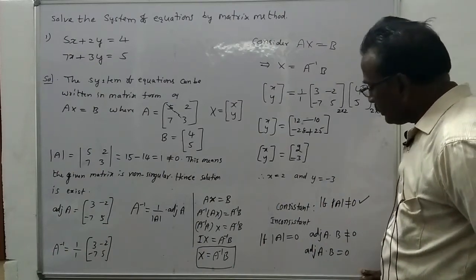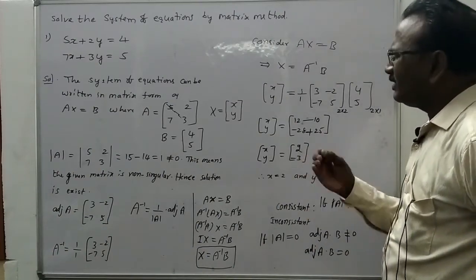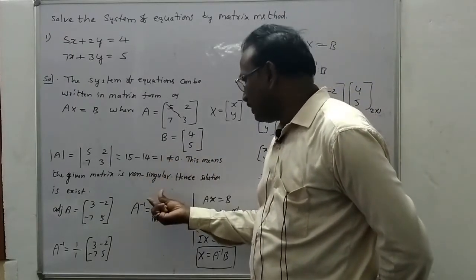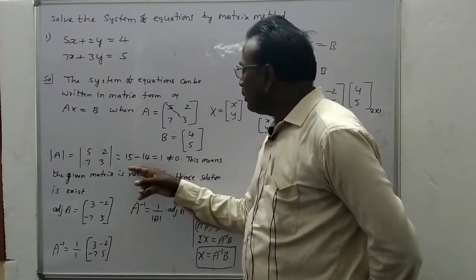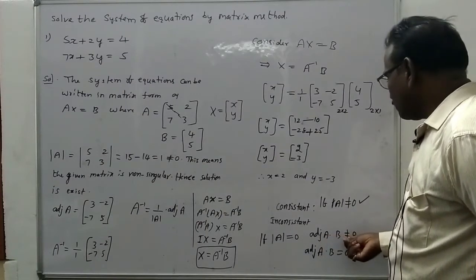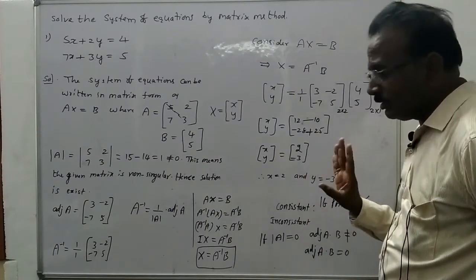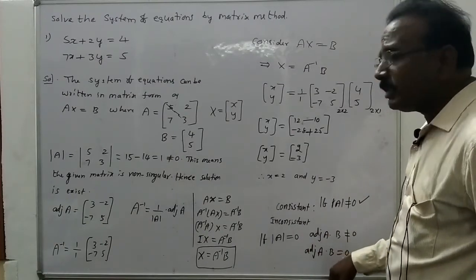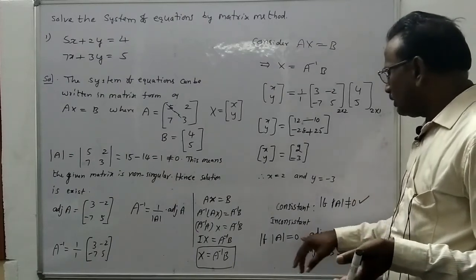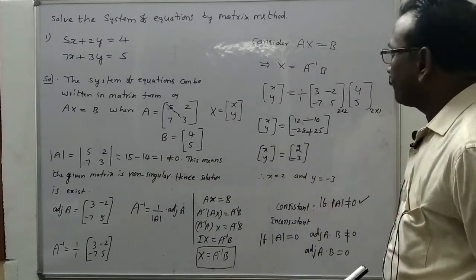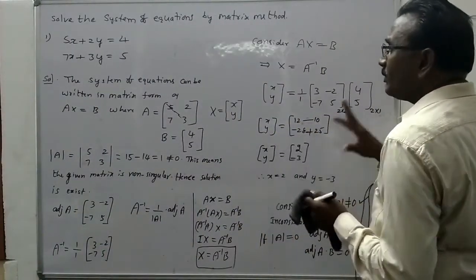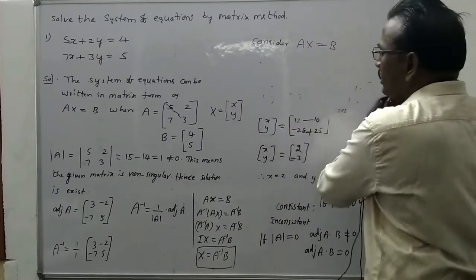So simply, if the determinant is not equal to 0, the system is consistent and the solution exists. If the determinant is equal to 0, next check the condition: if adjoint A into B is not equal to 0, the system is inconsistent. If it is 0, the system has infinitely many solutions. In that case also, the system is consistent. So this is the method. Let us see another example.